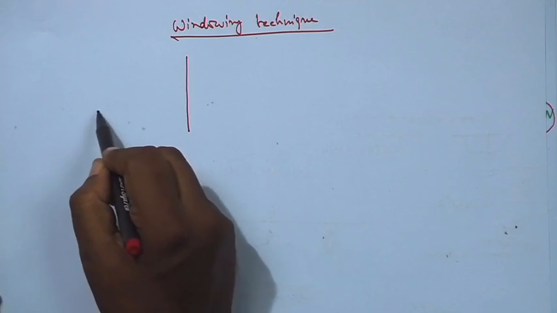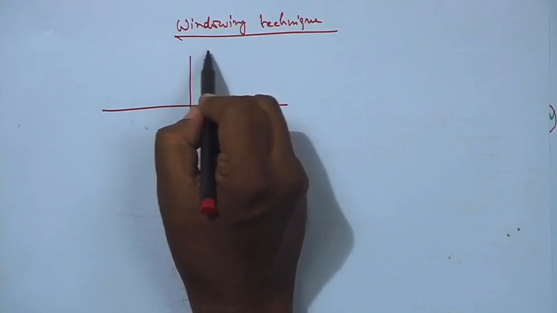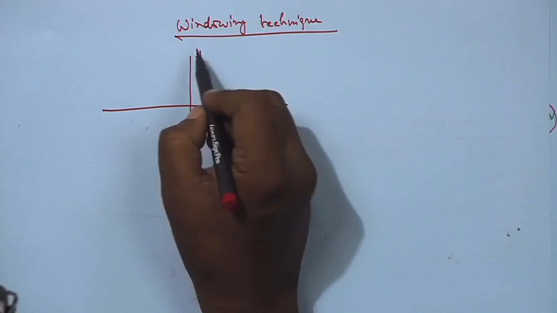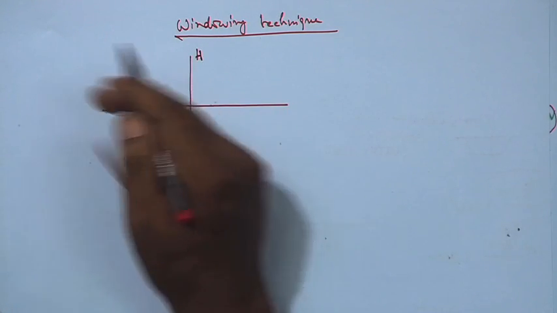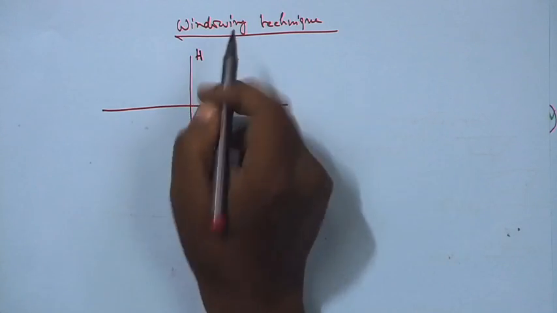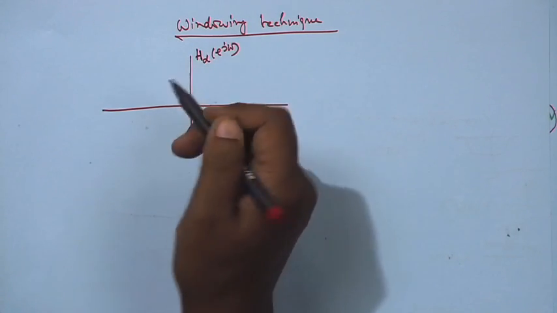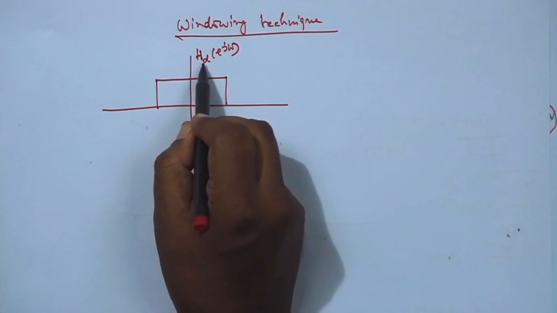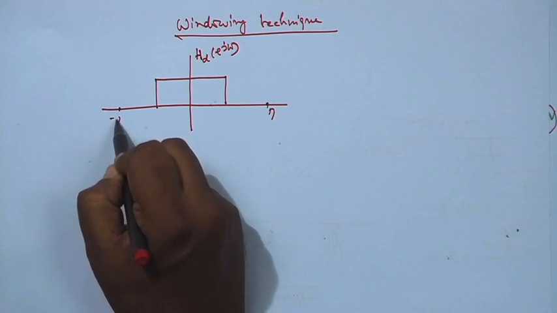Suppose you start with a very ideal low pass filter. I am considering the magnitude part only. Phase part, suppose we are assuming to be 0, or otherwise phase is linear, you can add a phase component. I will deal with just the magnitude part, assume phase to be 0, say H d e to the power j omega. D for desired, this is my desired low pass filter, absolutely fine.